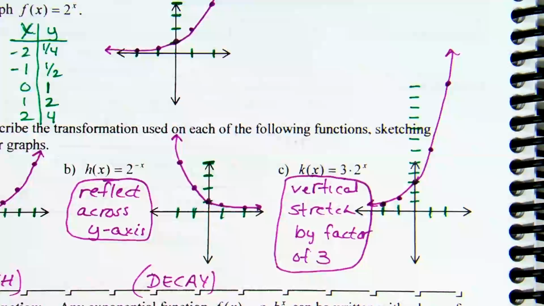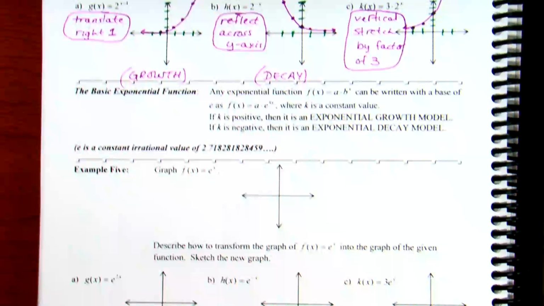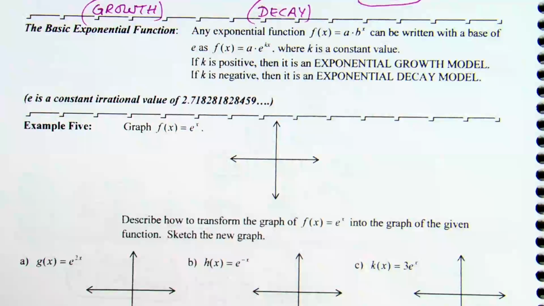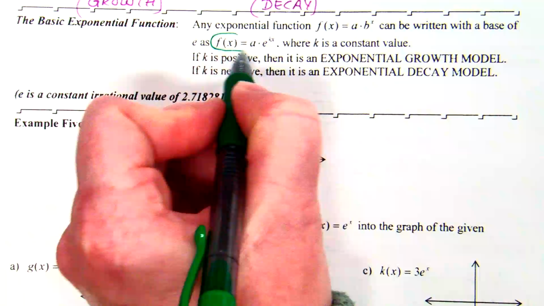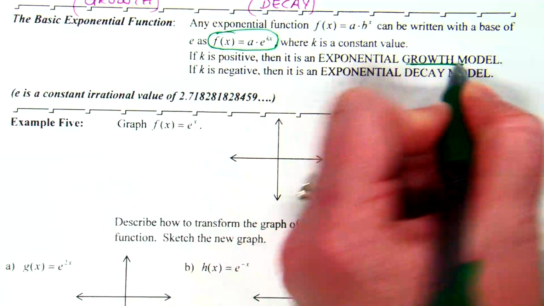Okay. Synopsis of the bottom part. Instead of it being a times b to the x, it's the idea that it's a times e to the x. k could be some kind of constant. We just talked about exponential growth or decay, yes? Here's the gist. If your exponent is positive, it is growth. If your exponent is negative, it's going to be decay. You might have some growth and decay you have to identify in homework. I can help there tomorrow if we need to.